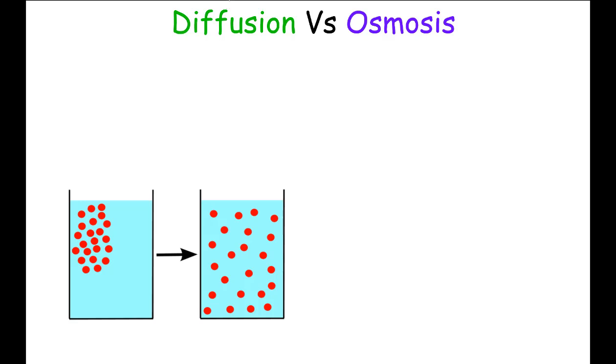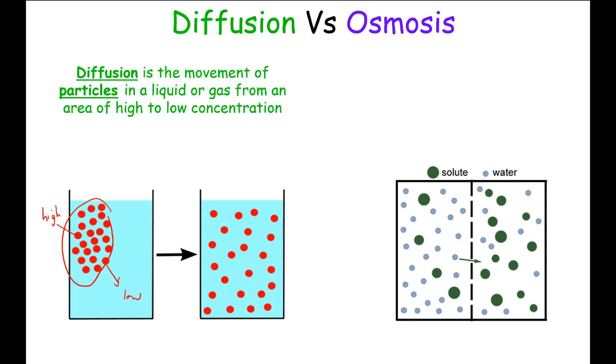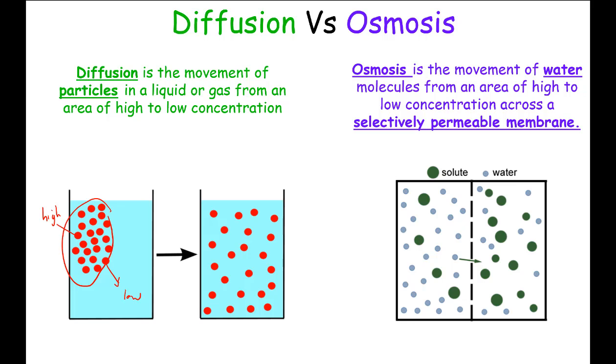Now, we've looked at the movement of substances several times. So we've looked at diffusion and osmosis. So let's compare the two. So this shows diffusion, which you'll remember is when the particles move from an area of high concentration to low concentration. And then osmosis is the movement of just water molecules from an area of high concentration to low concentration across a selectively permeable membrane.